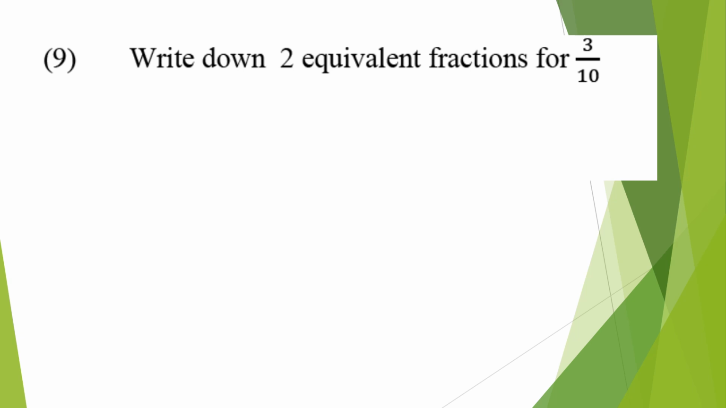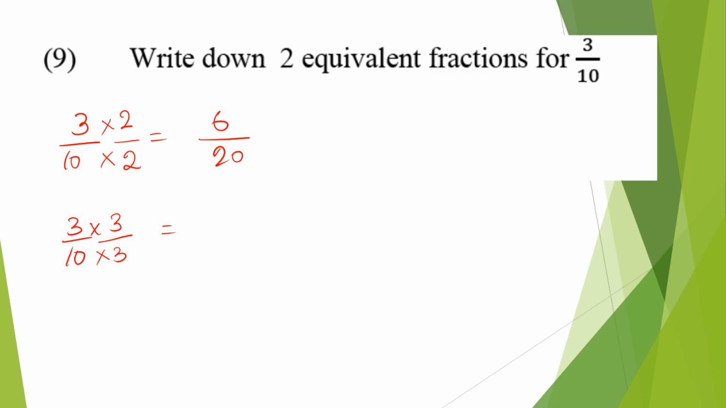You can do it like this: 3 over 10, you can multiply both by 2, and you get 6/20. So this is an equivalent fraction. And also you can do it like this: 3/10 multiplied by 3 and by 3, then you get 9/30. So these are the two equivalent fractions for 3/10.